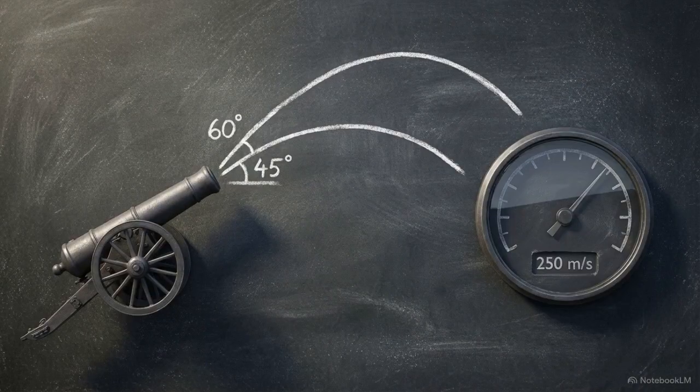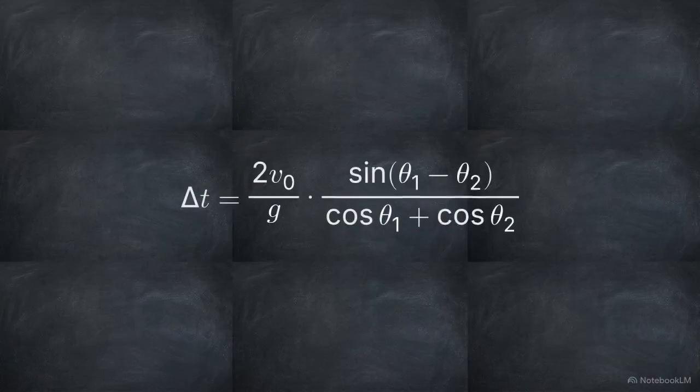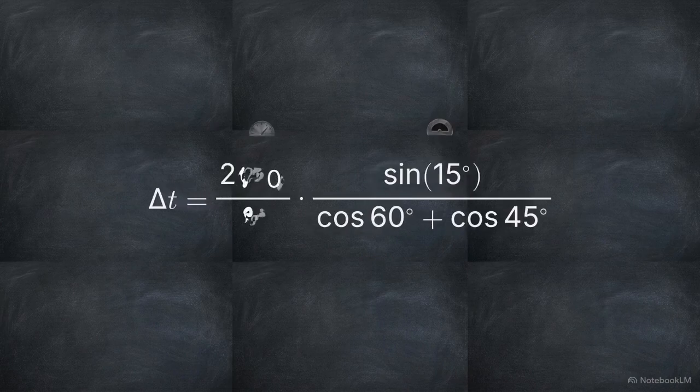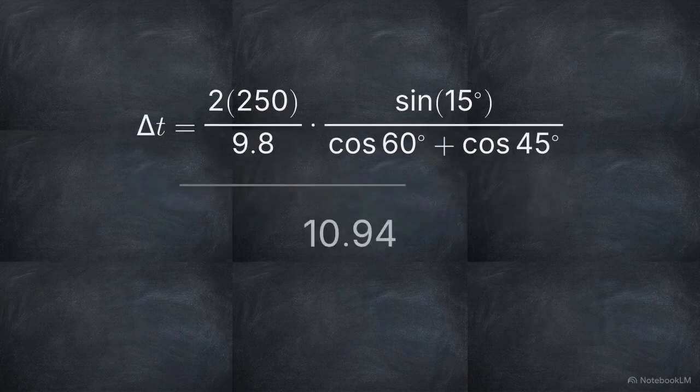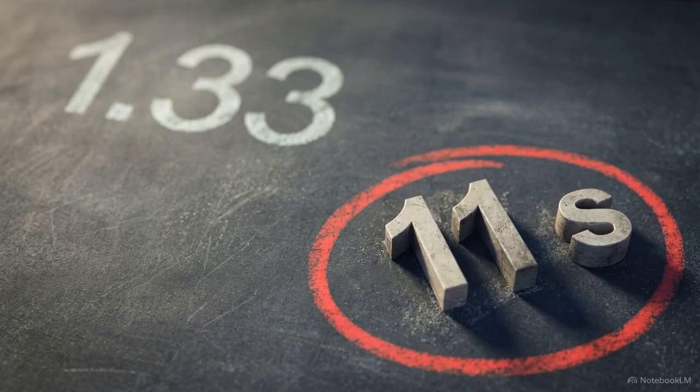We can now apply our numerical data: initial velocity of 250 meters per second and firing angles of 60 and 45 degrees. Inserting these values into the formula gives us sine of 15 degrees divided by the sum of the cosines, all multiplied by our velocity and gravity constants. The result is 10.94 seconds, which rounds to the textbook's answer of 11 seconds.